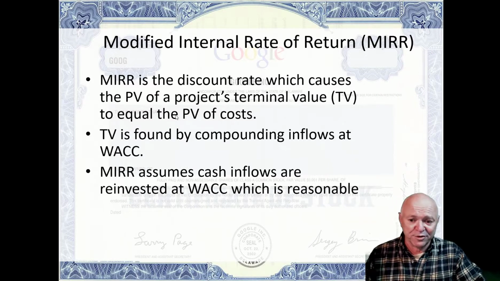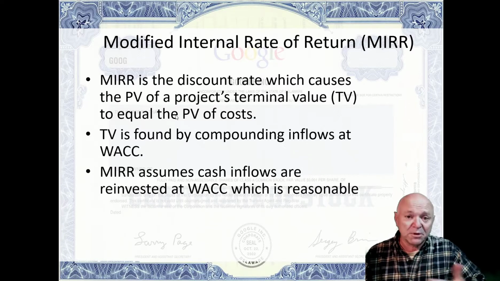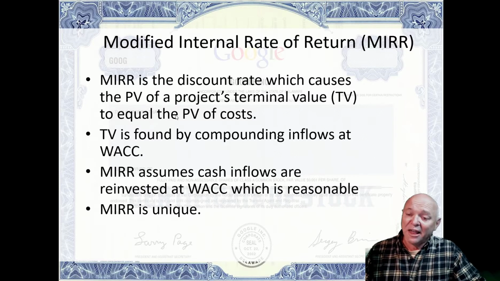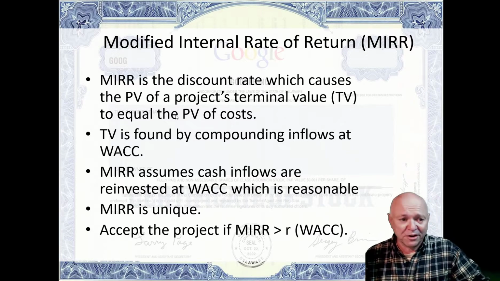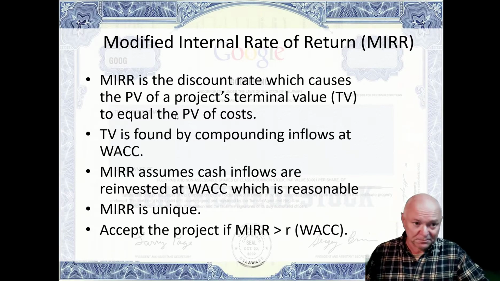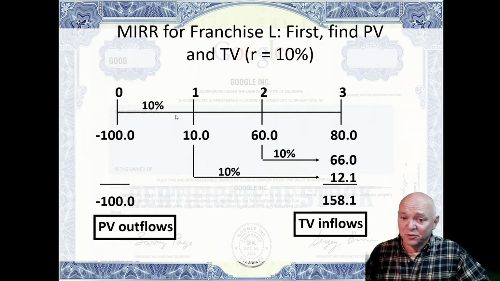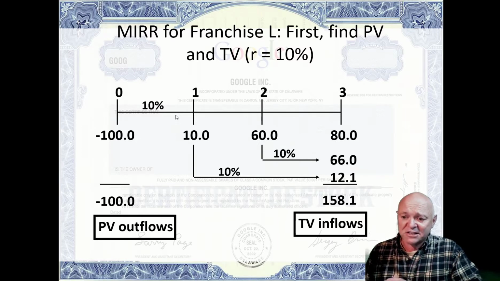The modified internal rate of return assumes cash inflows are reinvested at our weighted average cost of capital, which, as we said at the beginning, is a much more reasonable assumption than to use the internal rate of return. It provides us with a single solution, a unique solution, which gets away from that problem that we also saw, and we would accept every project if the modified internal rate of return is greater than our weighted average cost of capital. So, for example, solving our problem with the cash flows that we saw from the very beginning, 100 million invested, then we earn 10, 60, and 80.